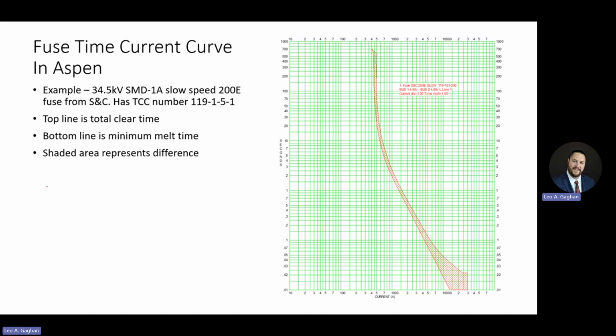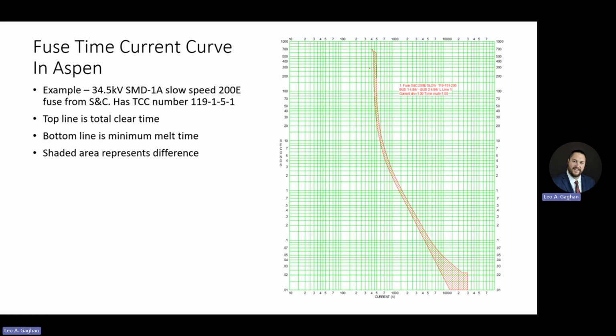Usually what I would do is, let's say I saw a transformer nameplate and it'll specify a fuse part number. I'll go to their website and they'll give us this time current curve number right here. So then from there, when I'm trying to coordinate with that fuse, I'll go into Aspen and I'll try and find that time current curve number, which we can here.